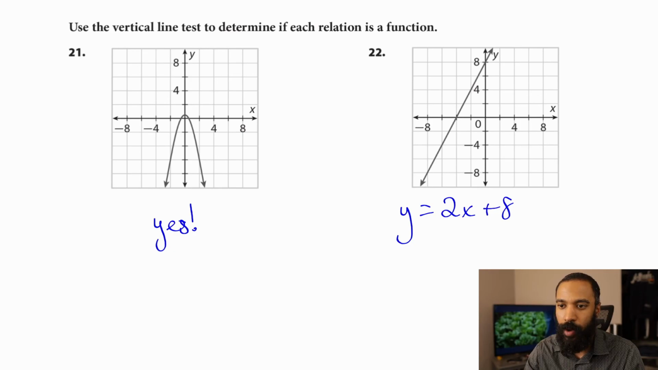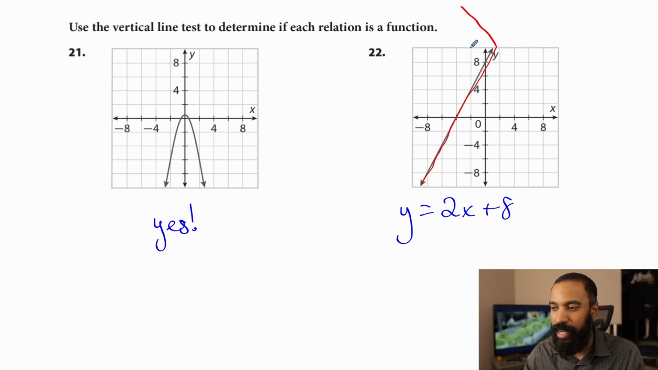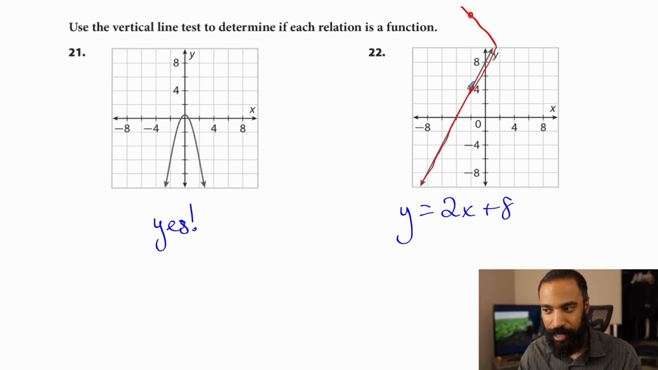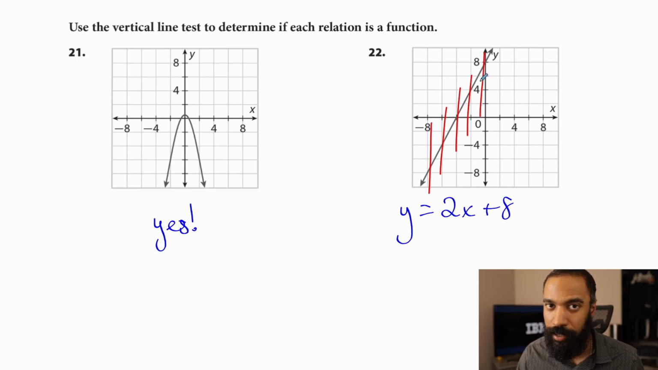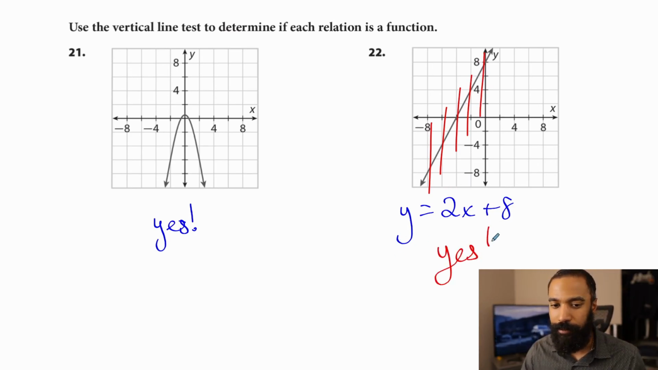It wouldn't make sense for this graph to go up this way and then somehow bounce back like this. And when I plug in negative 2 for x, I somehow get this value for y and this value for y. I should only get this one at y equals 4, not this random one here. But the graph doesn't look like that. It looks like this. And it looks like it's passing the vertical line test through and through. It only hits one y value for every x value there. So yes, also a function.